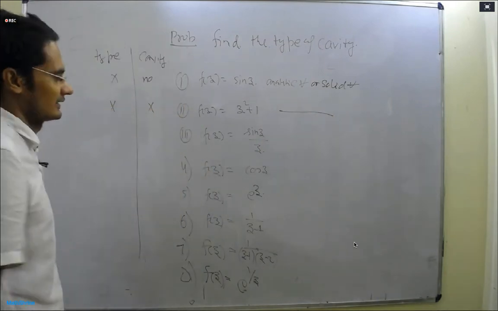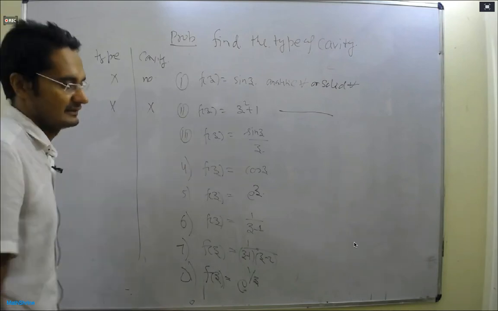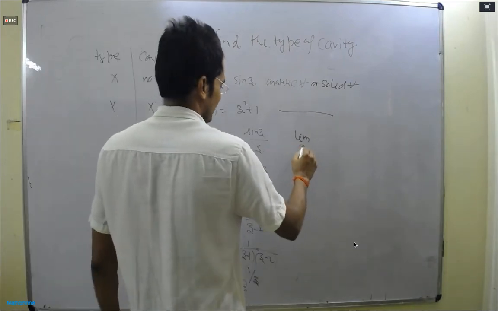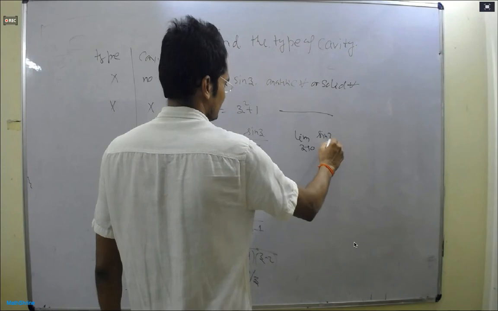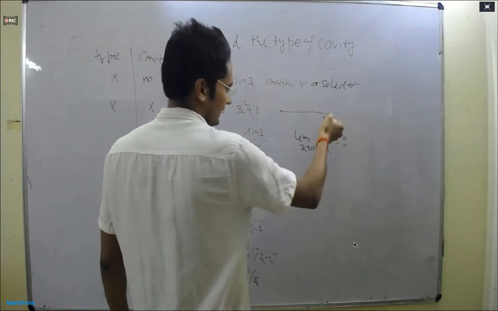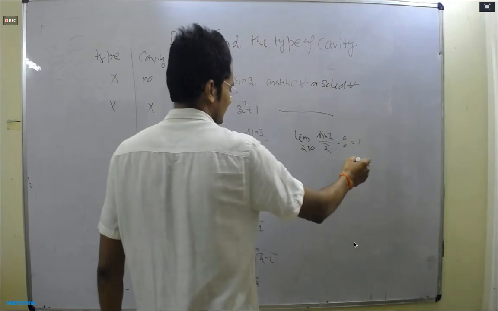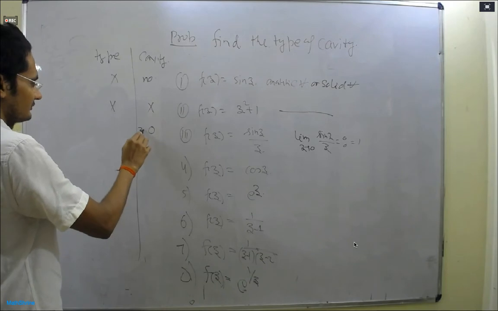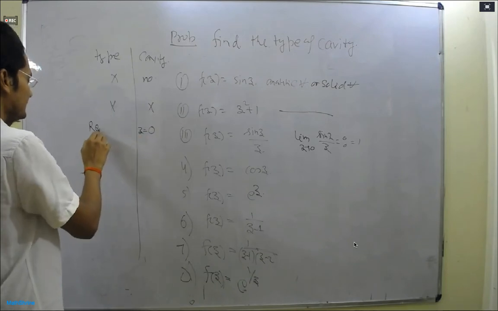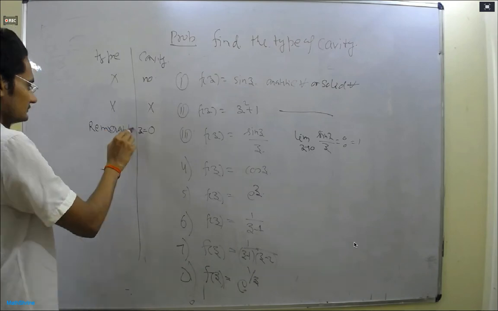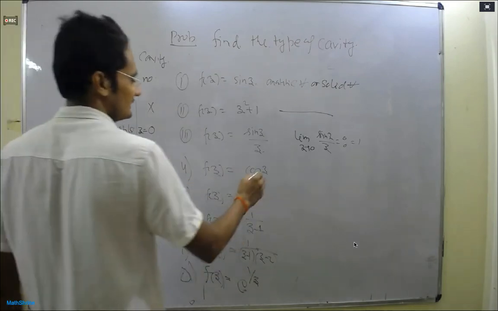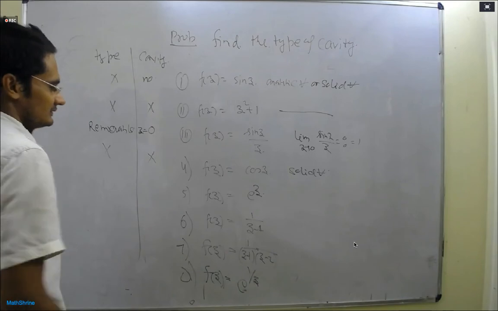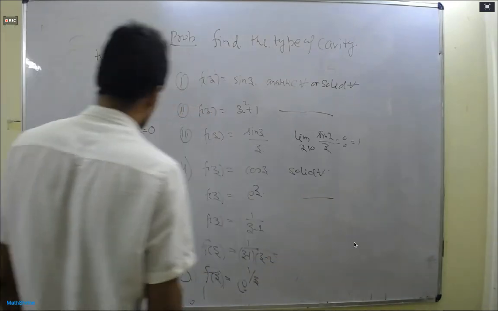f z is equal to sin z upon z. This function has a problem at z is equal to 0. Why? At z is equal to 0, sin z by z is 0 by 0. Apply the L'Hospital rule. It will come out simply 1. So this is the cavity at 0. And the type: the limit exists, which means removable. Cos z, solid everywhere. No cavity, no type.